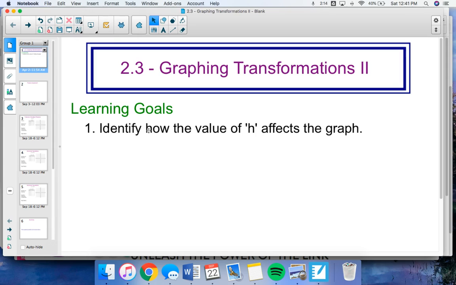So last day on Thursday, we looked at the values of k, which was the shift up and down, and the values of a, which was how it was stretched or compressed, or if it was negative, how it was reflected across the x-axis. So today we're talking about the value of h and how it affects the graph.